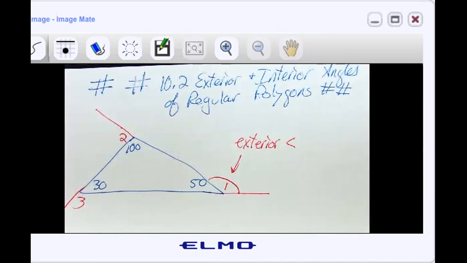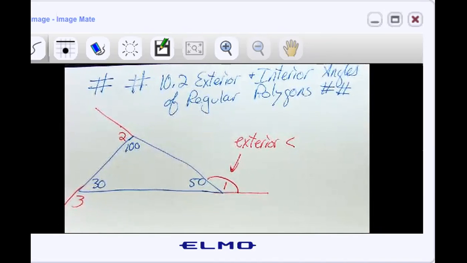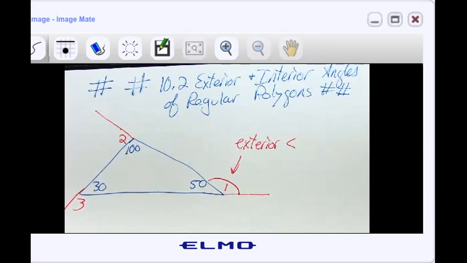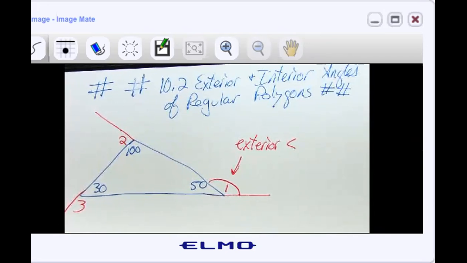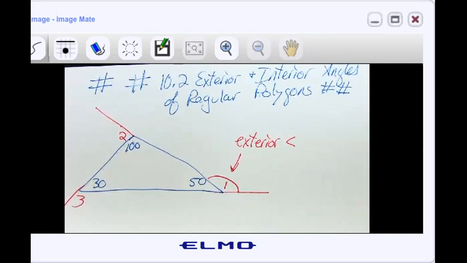The deal with exterior angles is that they form a linear pair with the angle on the inside. Remember, that just means that they are adjacent and they form a straight line together. So every triangle would have 3 exterior angles, a quadrilateral would have 4, a pentagon would have 5, and so on and so on. Okay, so let's investigate this.